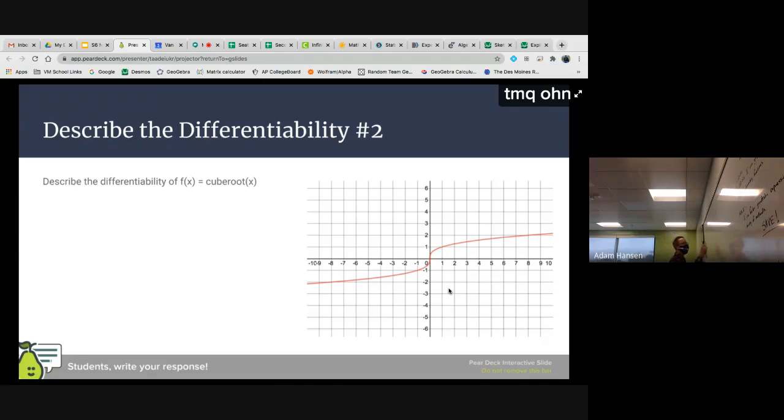So question 2, the cube root of x is differentiable on the interval -∞ to 0 and 0 to +∞. Why is it not differentiable at x equals 0?